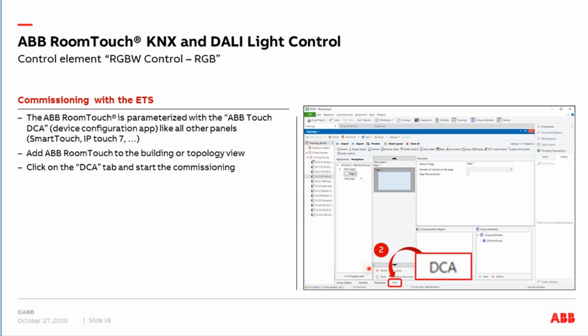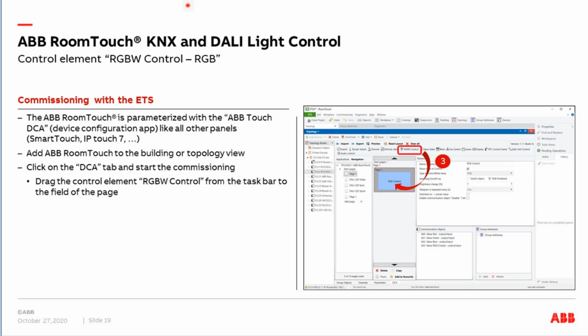So what is now important is that the RoomTouch is commissioned via the so-called DCA app. So not via the parameters. When you click here on parameters, you see information that no parameters are available. You have to click here on the DCA field, and then you see, similar to the parameter settings, all possibilities to commission the device.